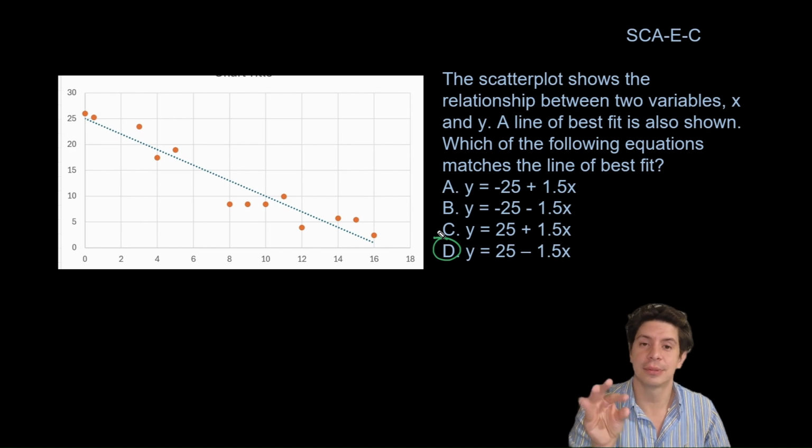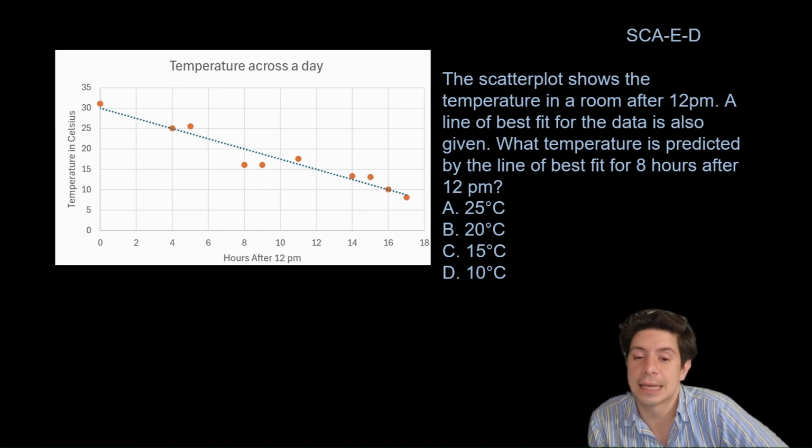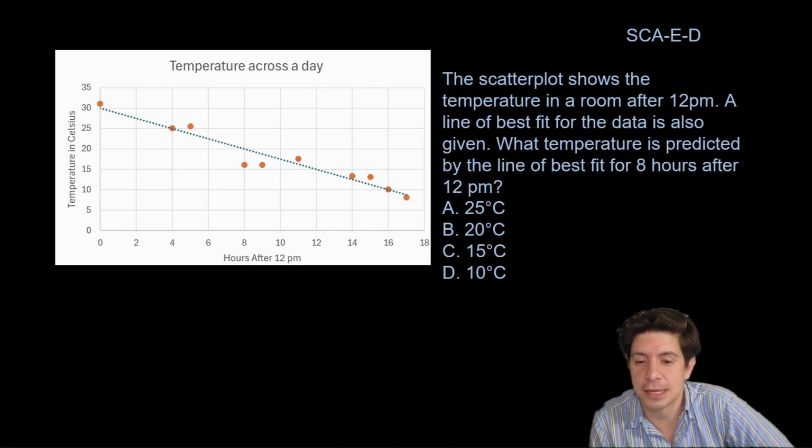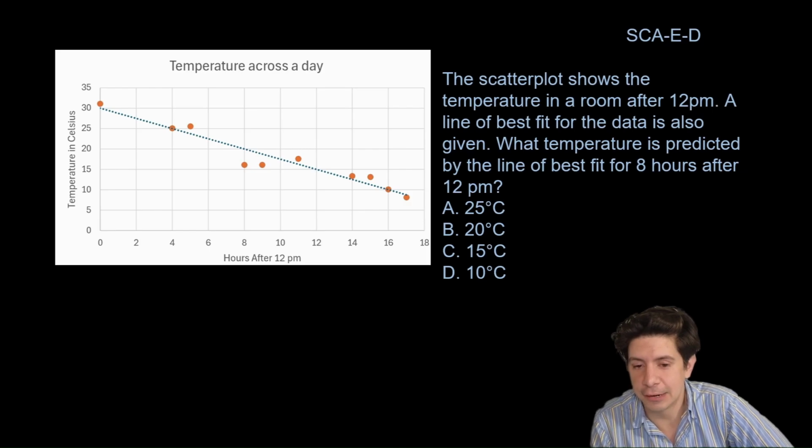A lot of these questions are about dissecting the differences and similarities within the answer choices. Then we have this one, SCAED. The scatterplot shows the temperature in a room after 12 p.m. A line of best fit for the data is also given. What temperature is predicted by the line of best fit for 8 hours after 12 p.m.?